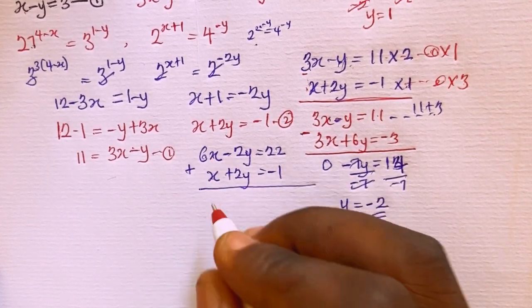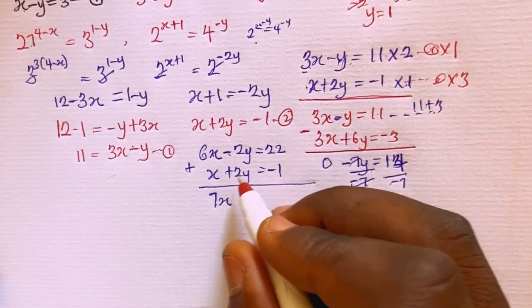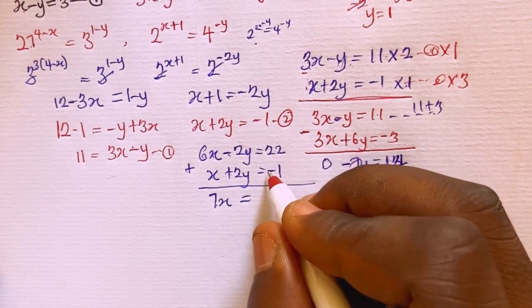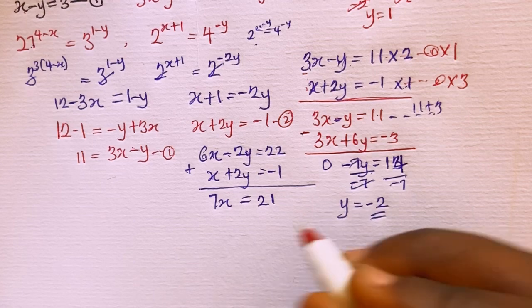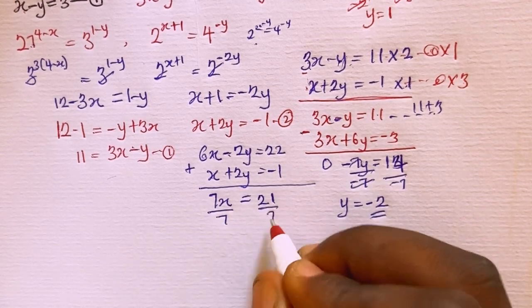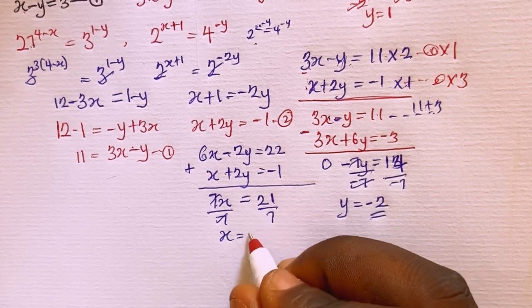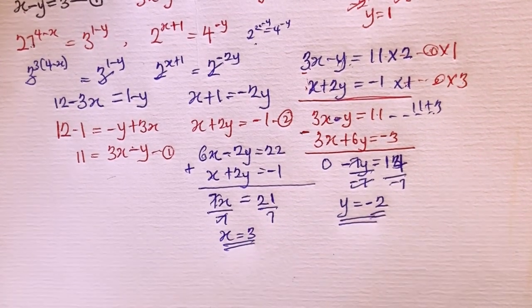6x plus x is 7x. Minus 2y plus 2y is 0, which equals 22 minus this, that's actually 21, exactly. Then I'll divide both by 7. So x equals 21 divided by 7, that should give me 3. Therefore, x equals 3 and y equals minus 2.